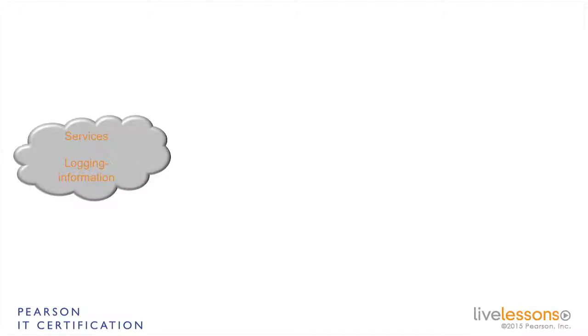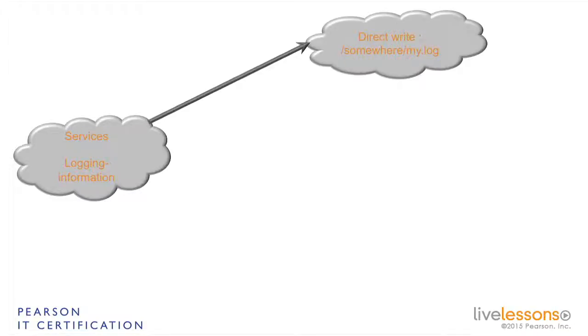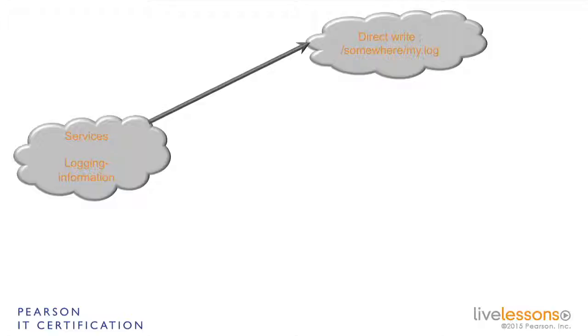So we have services, and these services are providing logging information. Now it's up to the service to decide how exactly they want to do that. It is possible to do a direct write, and that means that the service all by itself opens a log file and writes directly to it. In this example, the name of the log file is /somewhere/my.log. It can really be anything the service likes to write the logs to.